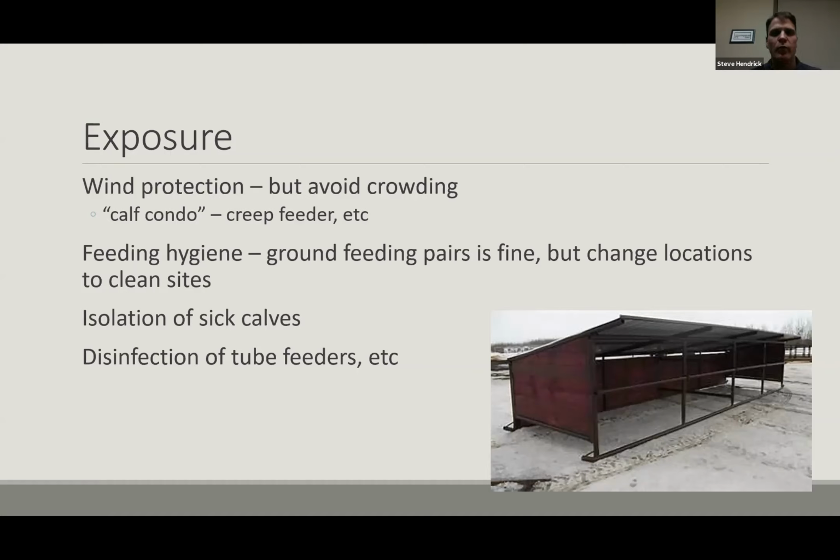Some of the last final points are just isolating. If we've got a sick calf, once again, don't leave it in the calving area. Try to have a separate area where you keep your sick calves isolated, so that they're not going to be contaminating the calving area. If you are treating sick calves or scouring calves or anything with a tube feeder, etc., make sure that you're properly disinfecting those. Those are common causes of spreading infection as well, and so just something to be aware of.